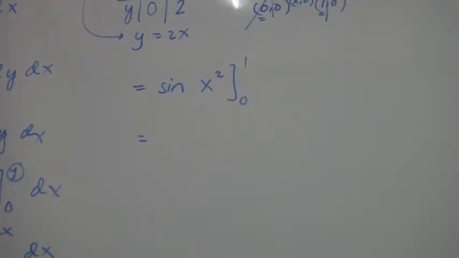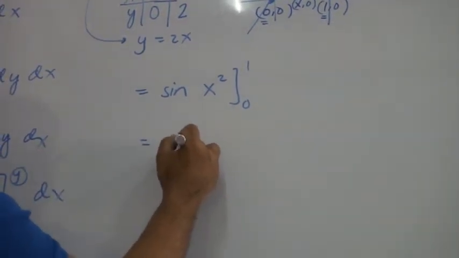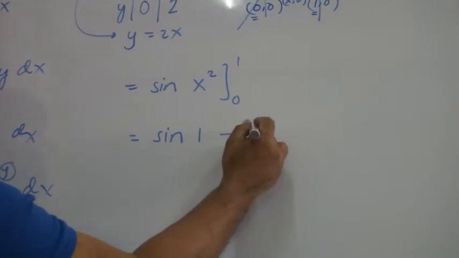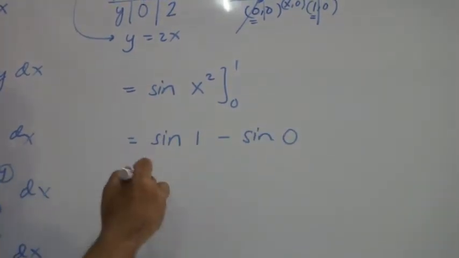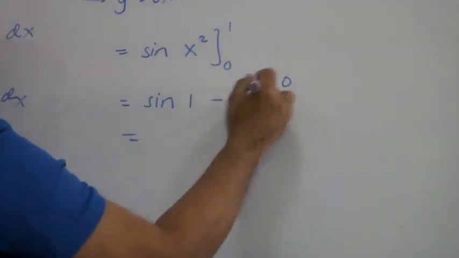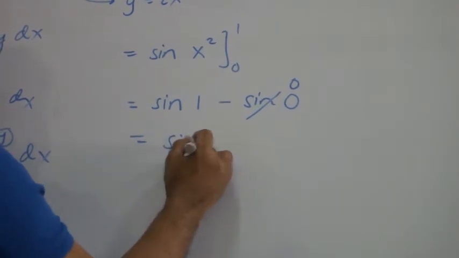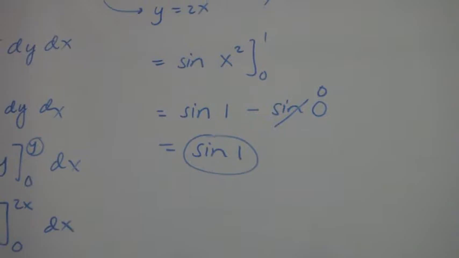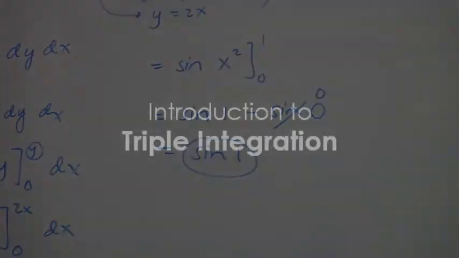Then apply now the upper and lower limit. So this is now sine 1 squared, which is sine 1, and then sine 0. And we know that sine 0 is 0, so the answer here is sine 1. Okay? Then circle now your final answer.